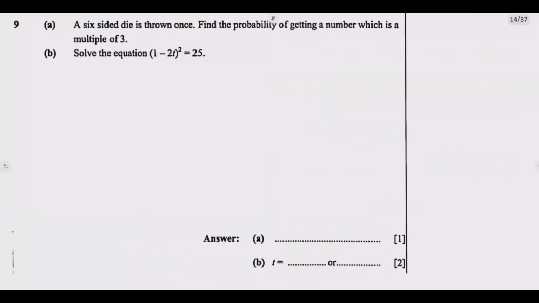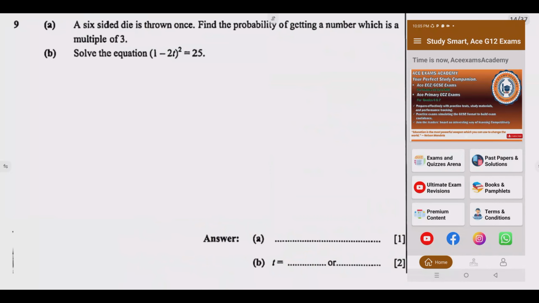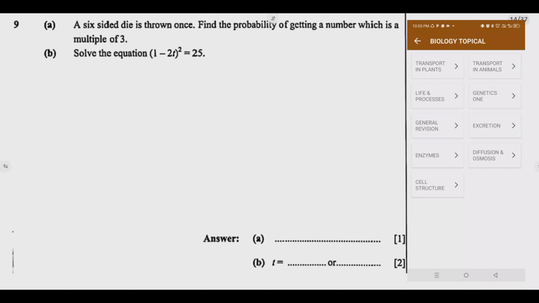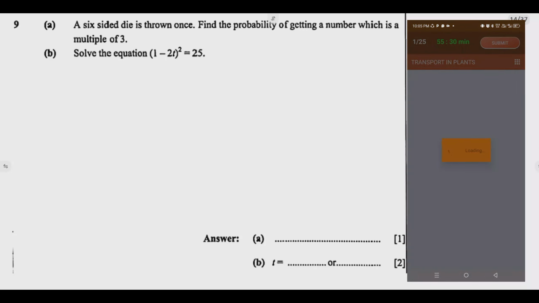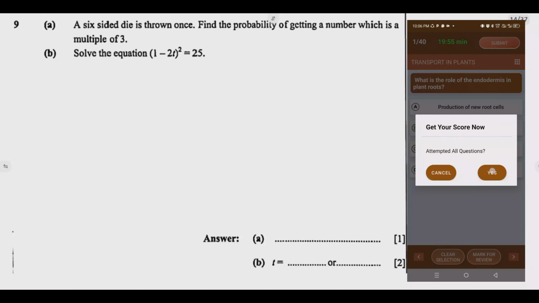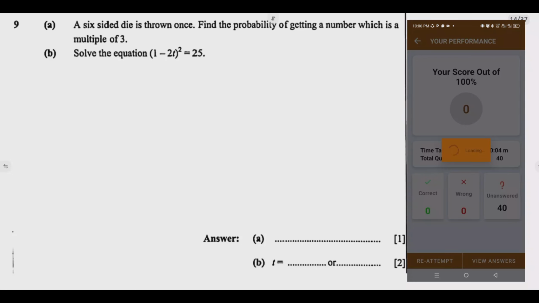Let's look at question 9. 9a. A 6-sided dice is thrown once. Find the probability of getting a number which is a multiple of 3. Then B, solve the equation. Open bracket 1 minus 2t close bracket square is equal to 25.